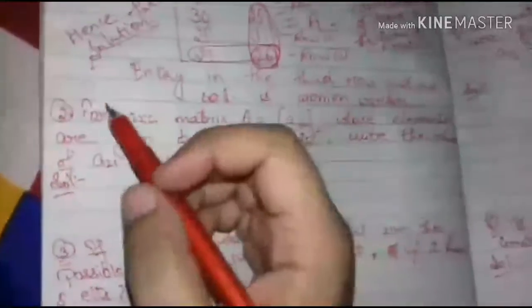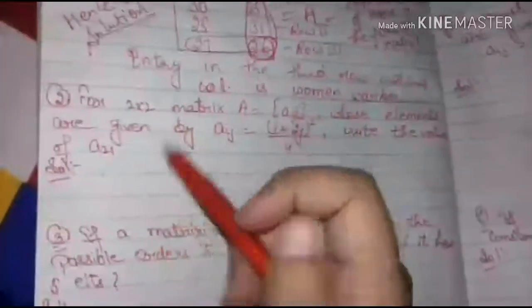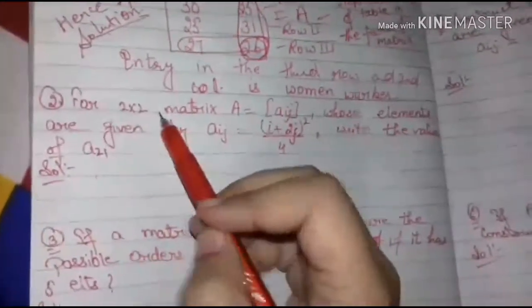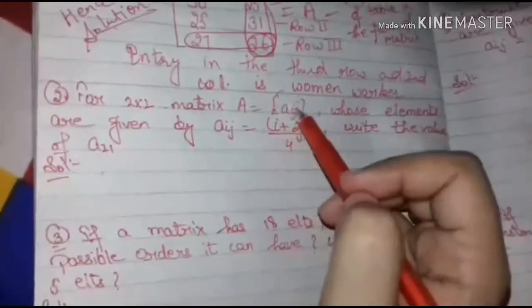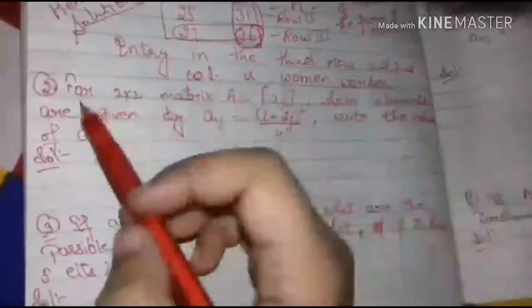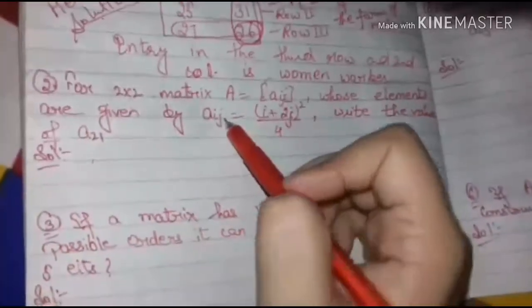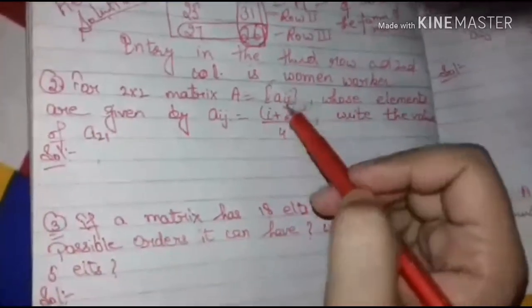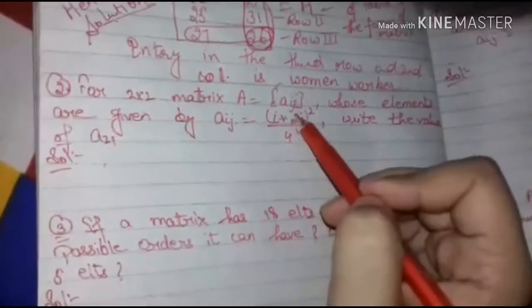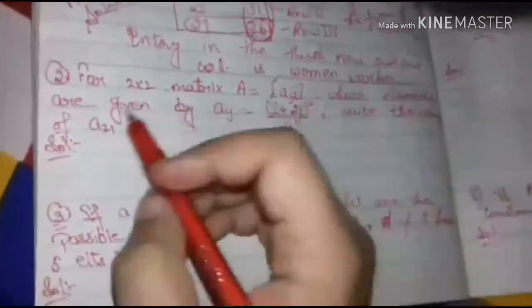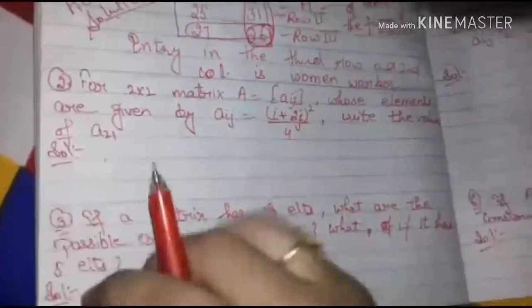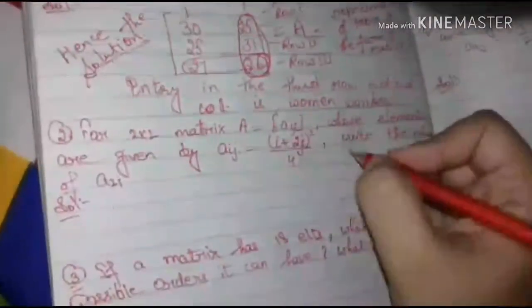Now we have another example for a 2x2 matrix. A is equal to matrix Aij, whose elements are given by Aij is equal to (i plus 2j) the whole square over 4. Write the value of A21. We want to solve A21.